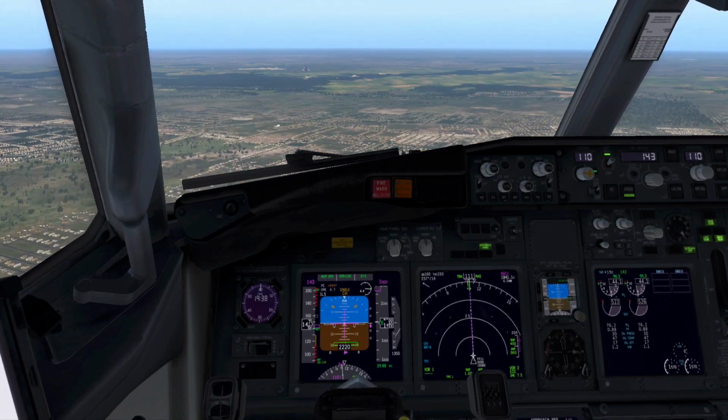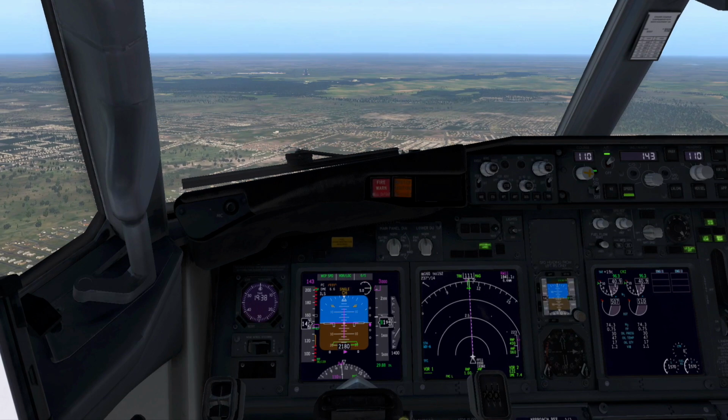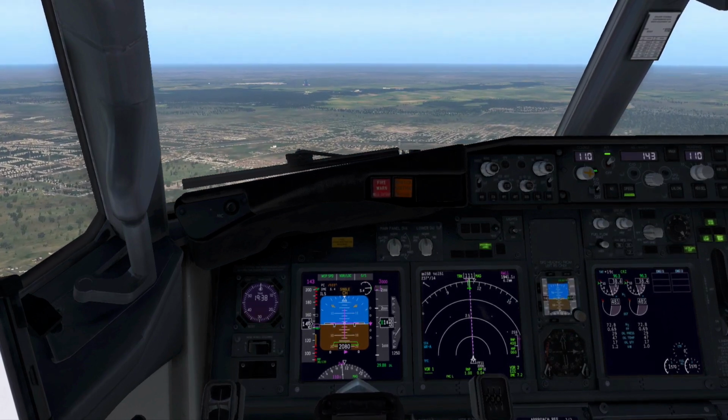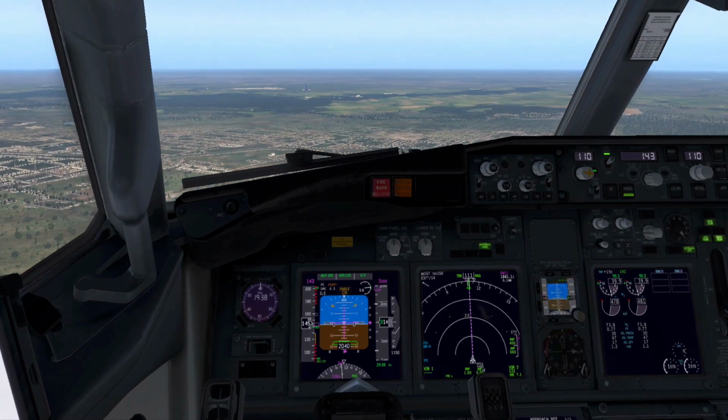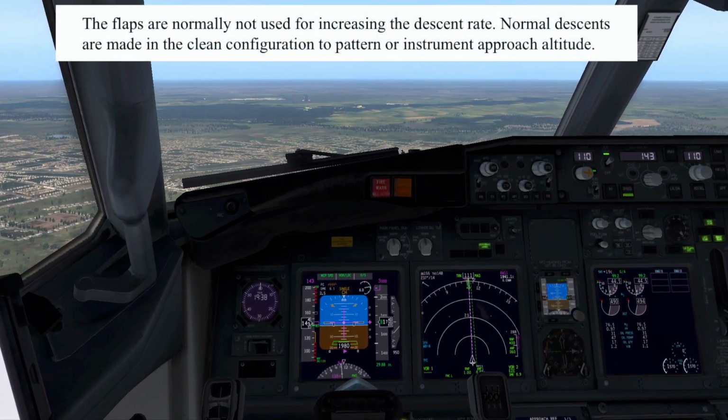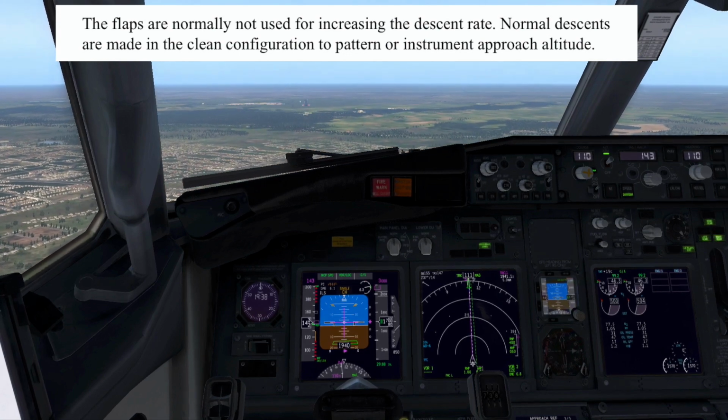We've used all the tools available in the aircraft, such as the speed brake, such as energy management, and in the end we've used the flaps and gear. However, keep in mind that flaps are not meant to be used for drag.